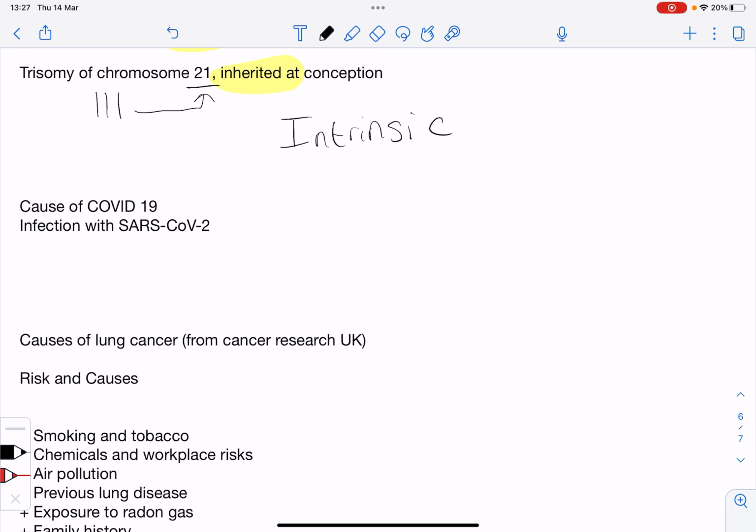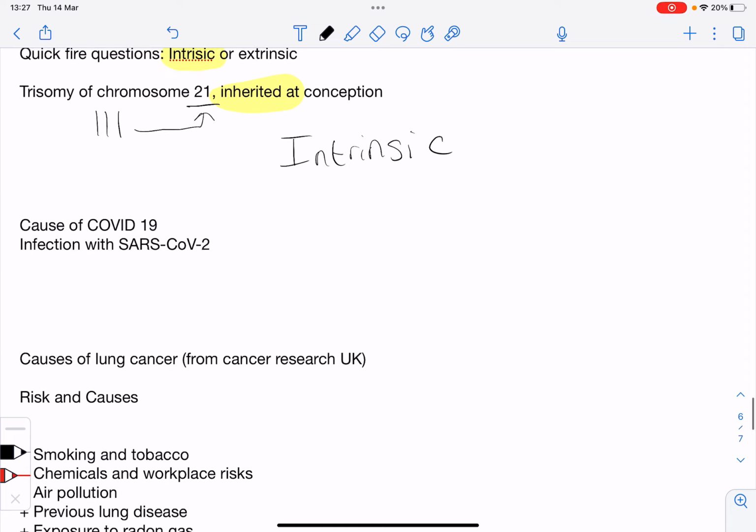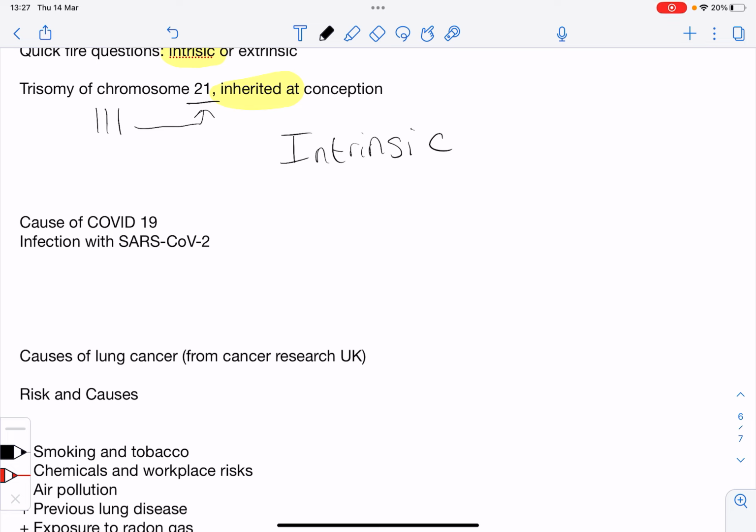Cause of COVID-19: infection with SARS-CoV-2. Something that happened fairly recently. And yes, it is extrinsic, as it is an infection. Extrinsic. It's something to do with the environment. That's why they told us to isolate ourselves to avoid the harmful environment.